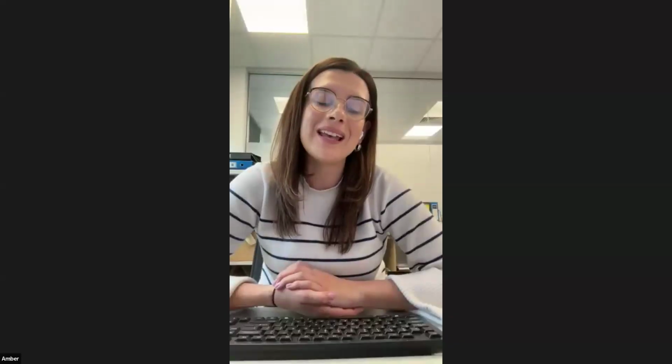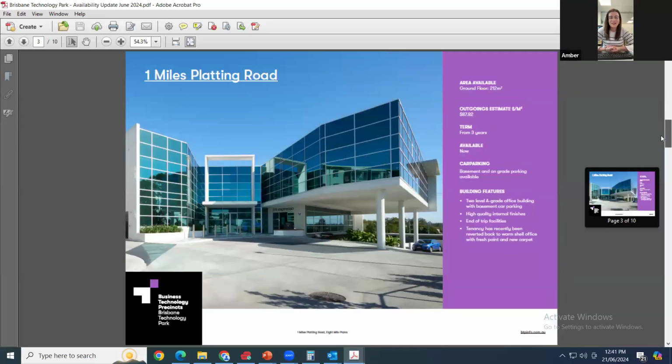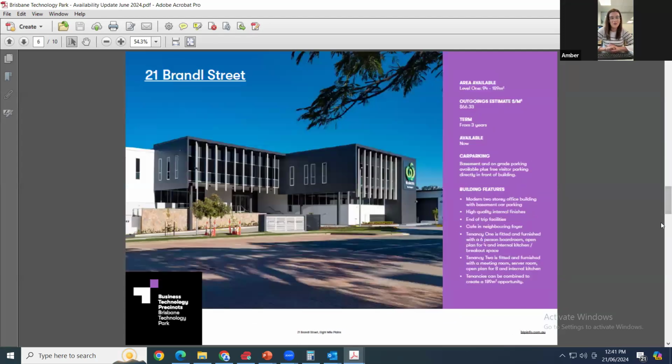Amber, thank you. I got the tail end of all of that, but I take it that you've got projects and developments in Sydney and Queensland. Is that right? Only in Queensland, only in Brisbane to be more specific. We've got the three precincts: the Brisbane Technology Park in Eight Mile Plains, BTP Westlink Green in Darra, and BTP North Shore in Hamilton.